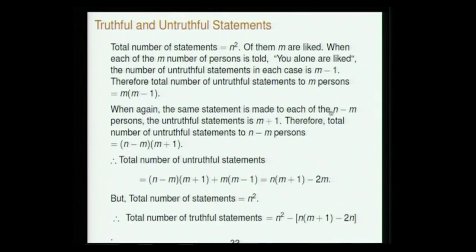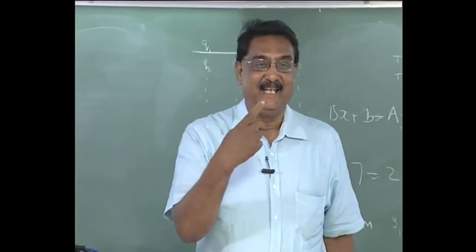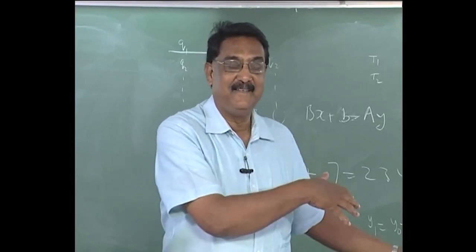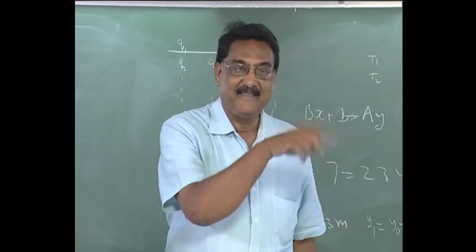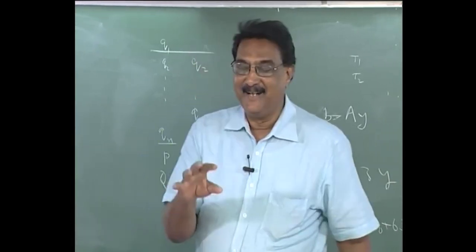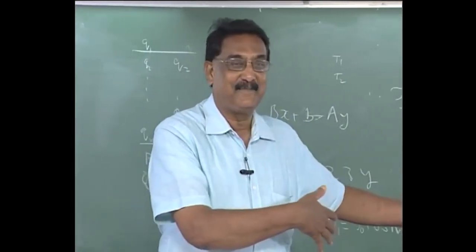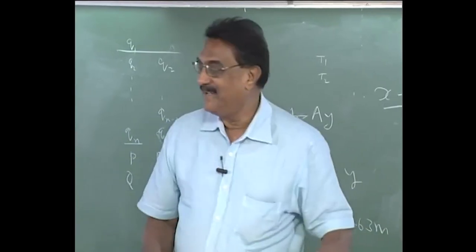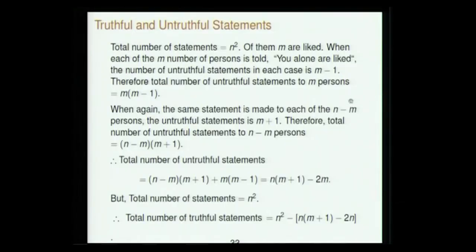Similarly, the same statement is made to each of the n minus m persons, the subset of unliked entities. So, for them the untruthful statement to each of them is m plus 1. Because to that individual she is saying I like you, but actually she does not like him. So, that is one untruthful statement. Then she is saying I do not like this subset of these others, which is not true, she likes them, so m for each of them. So, that is untruthful. And then she says, about others in the other subset, the disliked entities, I do not like them, which is true. So, you have to carefully understand. So, the total number of untruthful statements to n minus m persons is n minus m into m plus 1.